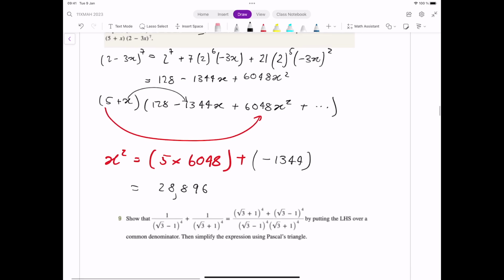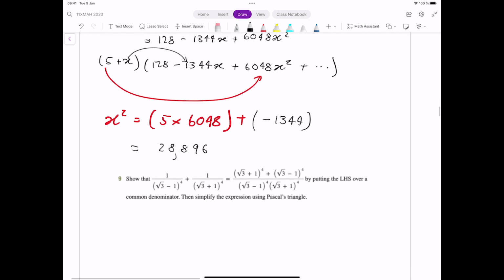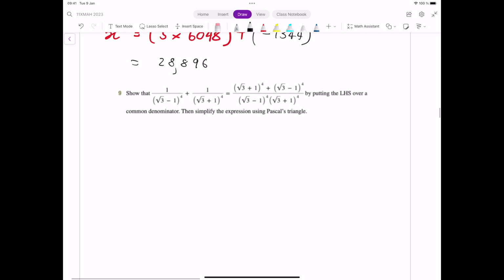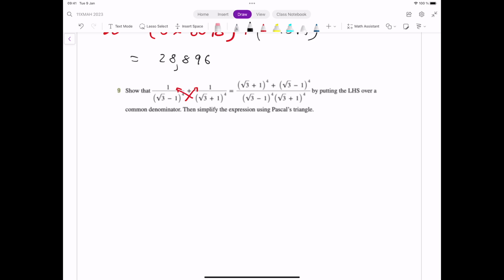This next question looks very lengthy, but let's have a go. Okay. Show that 1 over (root 3 minus 1) to the power of 4 plus 1 over (root 3 plus 1) to the power of 4. Oh, that's quite easy to show that. We're just cross-multiplying. There's probably no point even showing that. We're just cross-multiplying that up to there. That's very easy to show. And then it says by putting the left hand over a common denominator, then simplify the expression using Pascal's triangle. Oh, that's not fun. So I think we have to expand each of these individually.